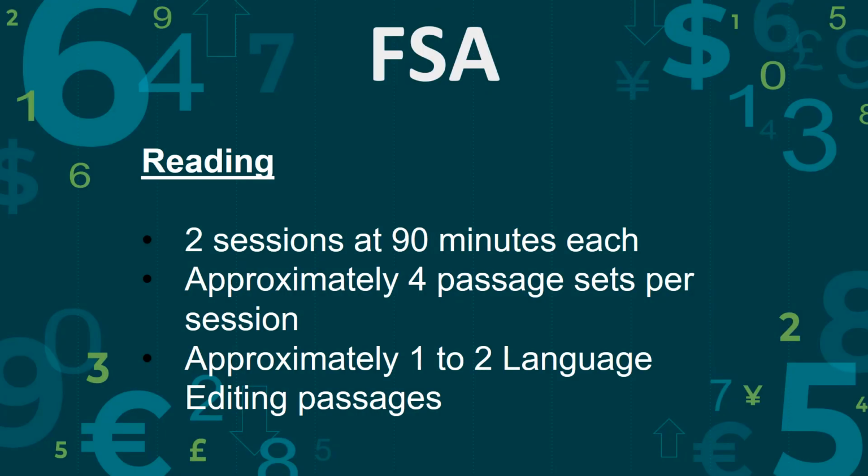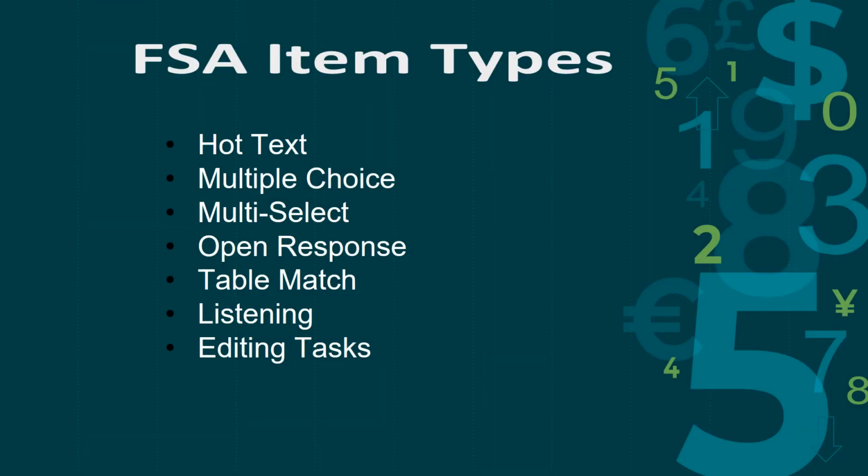Now looking at the details for this, you will have 2 sessions for reading, days 1 and 2. They are 90 minutes each. You will have about 4 passage sets per session, so you're looking at about 8 total. And then within those passage sets, approximately 1 to 2 language editing passages. Here are some examples of the FSA item types. You have hot text, multiple choice, multi-select, open response, table match, listening, editing task.